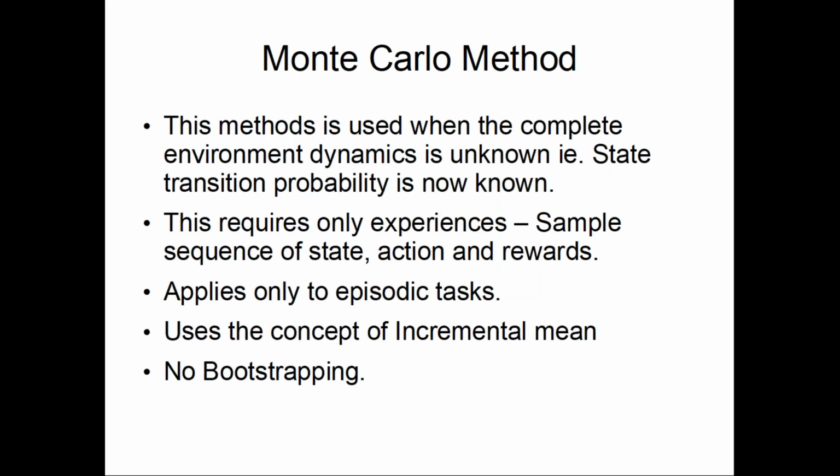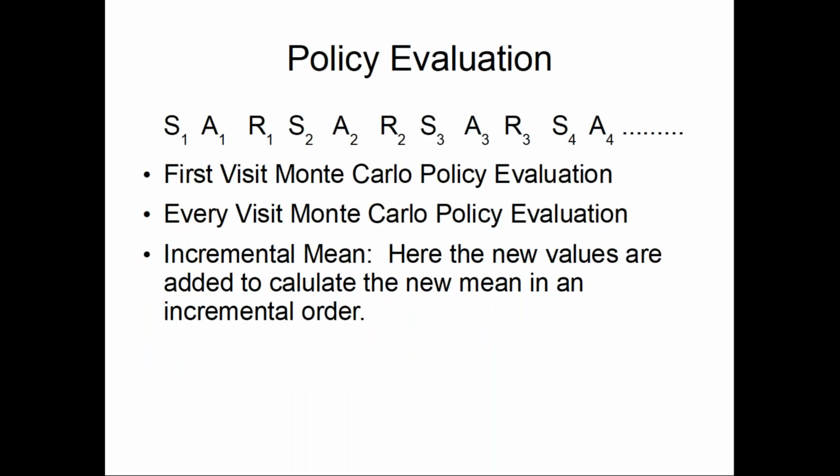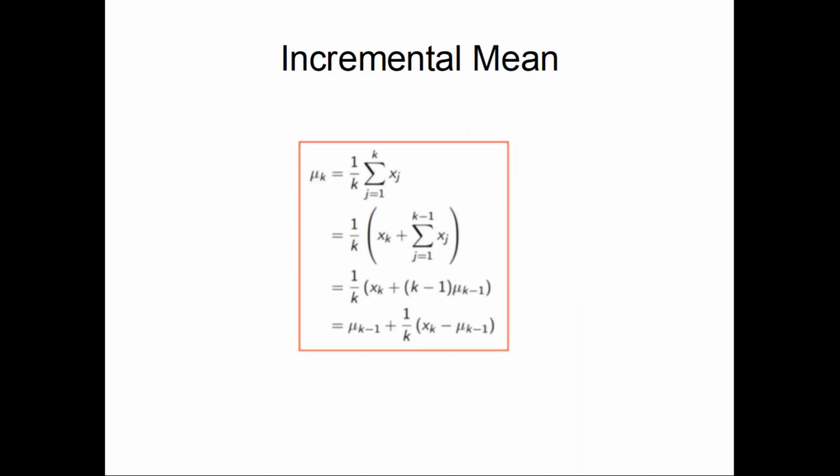When it comes to Monte Carlo, it's a different thing. We don't have complete information of the environment. And a unique thing is that some particular states are visited more number of times. So here we have the every-visit or the first-visit Monte Carlo. But when we talk about every-visit, the concept of incremental mean is there.